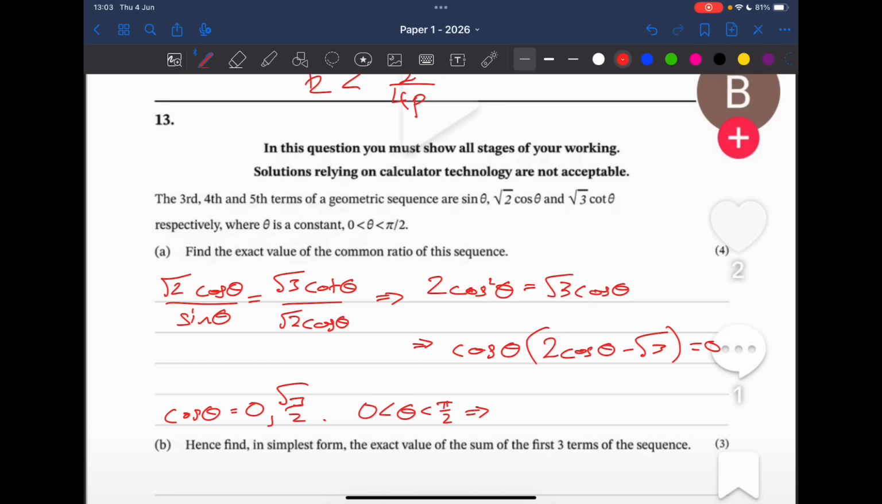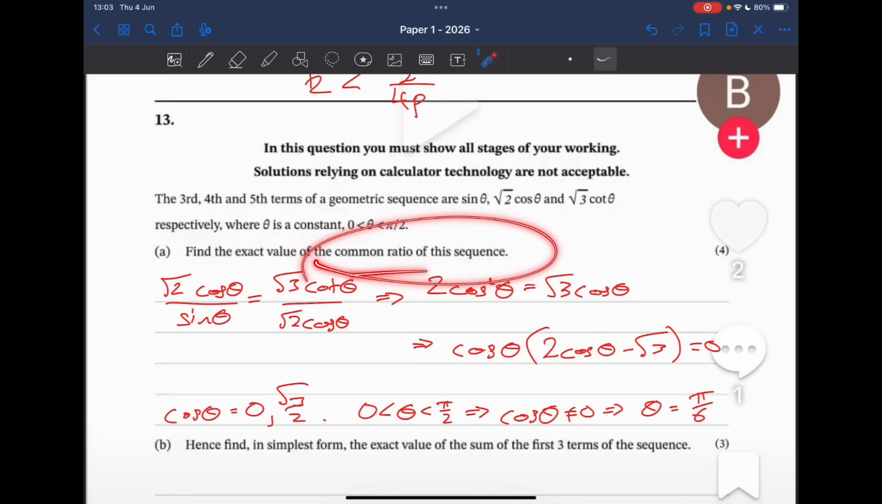So that tells us that cos theta is not 0, which implies theta is the inverse cosine of root 3 on 2. Well, the calculator says that's 30, isn't it? Is it 30? Pi on 6. Yeah, pi on 6, 30 degrees. That looks good to me.